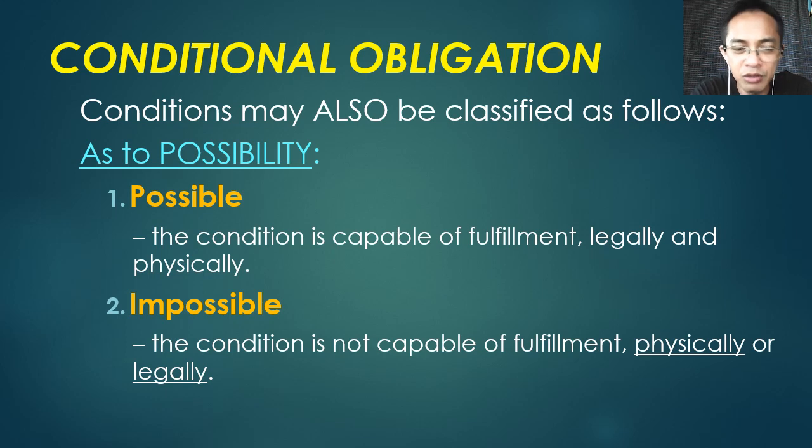Impossibility class may also be something that is legally impossible. Example, I will give you 1,000 if you will smoke marijuana. Okay. Although that is physically possible, but because that is bawal, it is called legally impossible. Okay. So impossibility may either be physically impossible or legally impossible. Legally impossible conditions are those conditions which are prohibited by law.